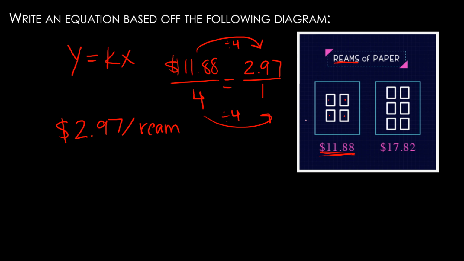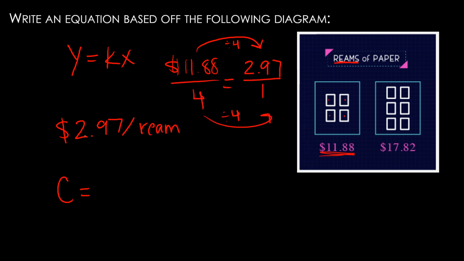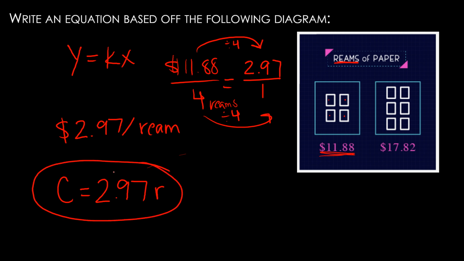Now to put this into an equation, my y is on top, correct? Y is talking about the cost. So in place of y, I'm going to write c. In place of k, I'm going to write $2.97 because that is my unit rate. And in place of x, I'm going to put an r for ream of paper. Okay, reams are on the bottom and dollars is on top. So this right here would be the equation based off of the following diagram. So I found my unit rate and then just put that into an equation.